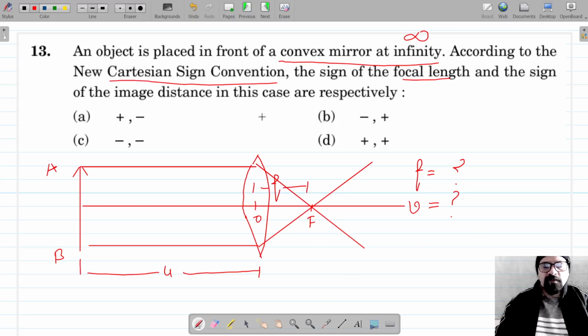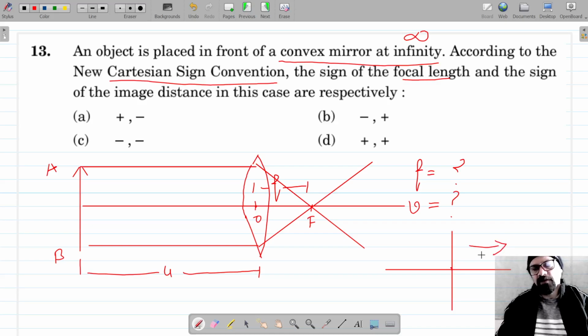Now, we know that the Cartesian plane divides the plane into four coordinates, and this is the origin. In this case, the origin is the optical center. Distance towards the right from the origin is taken as positive, and distance towards the left from the origin is taken as negative. So for a convex lens, the focal length is always positive.